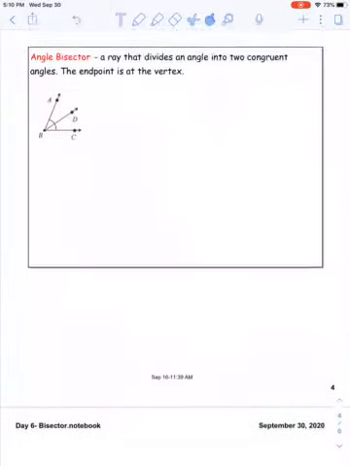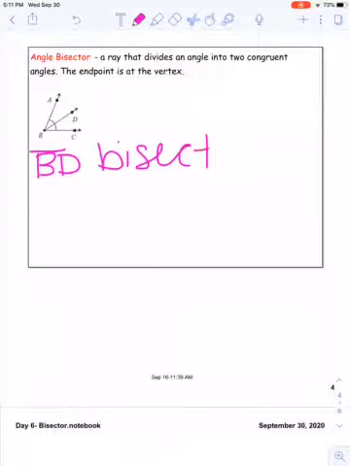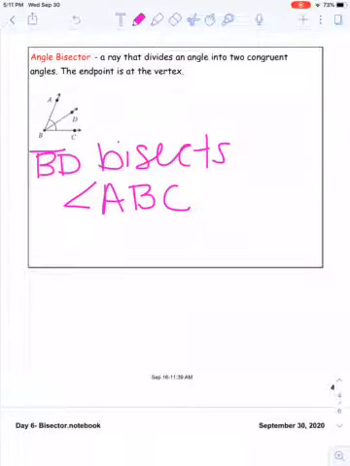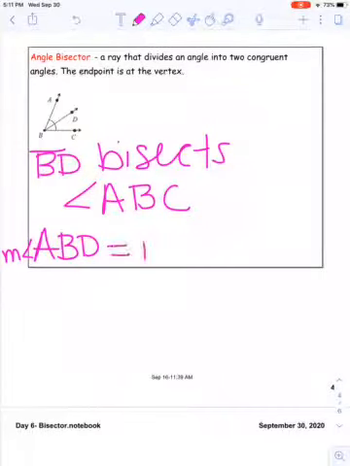Now, angle bisector. An angle bisector is a ray that divides an angle into two congruent angles. The endpoint is at the vertex. So if I had this diagram written in words, it would tell me BD bisects angle ABC. So it's telling me that BD is cutting angle ABC in half. Okay, so that means that the measure of angle ABD is going to be equal to the measure of angle DBC.